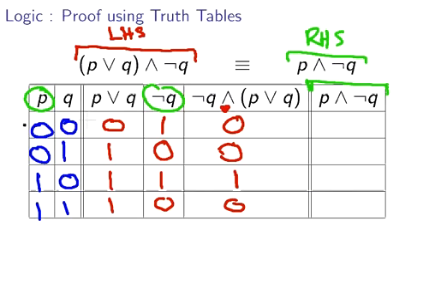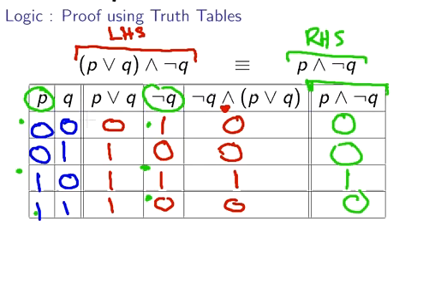So we have a 0 here and a 1 here. There's a little dot there to indicate what I'm looking at. So we have a 0 here and a 0 here, so that gives us a 0. We have a 1 here and a 1 here, so that gives us a 1. And a 1 here and a 0 here, so that gives us a 0.